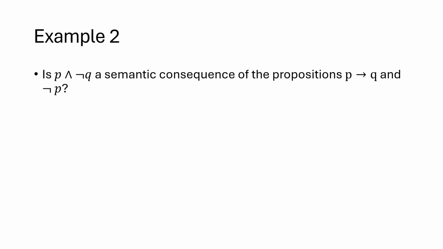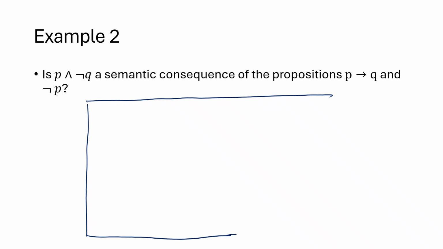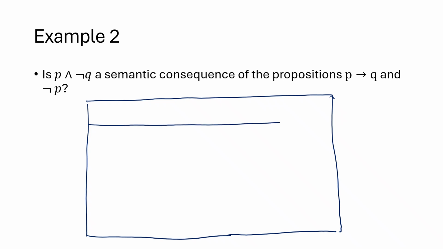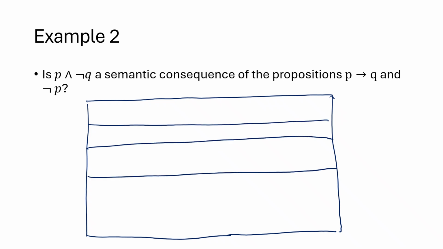Now here's another example. We want to verify whether P and not Q is a semantic consequence of the propositions if P then Q and not P. So again, the same approach, same algorithm. We need a truth table for all our premises and our conclusion. We have two variables involved, so 4 rows, because there are only 4 possible scenarios for P and Q. So the first column is for P, the second column for Q.